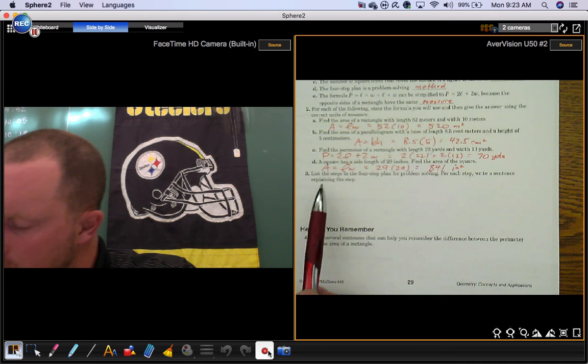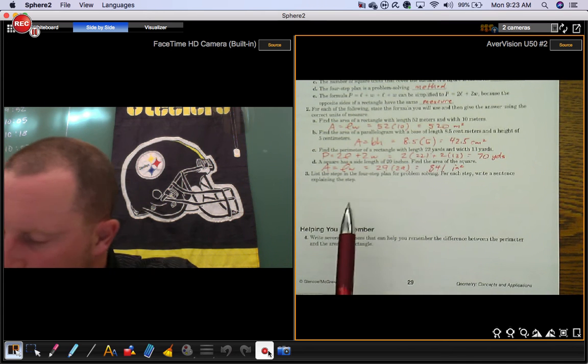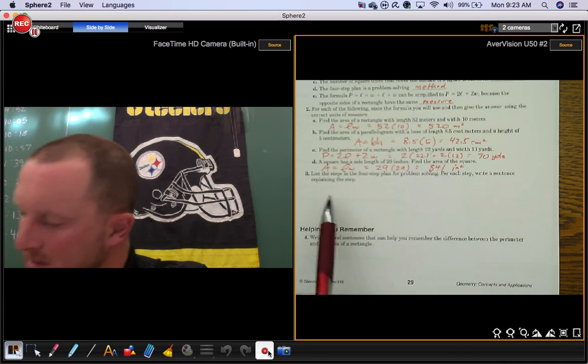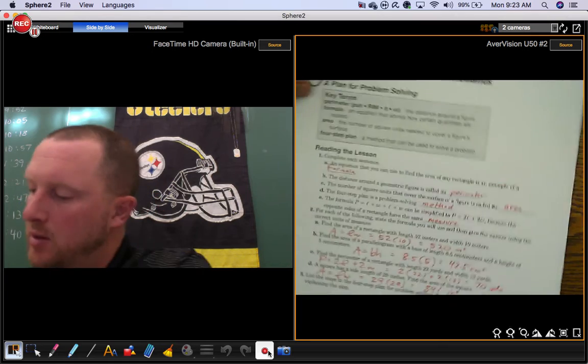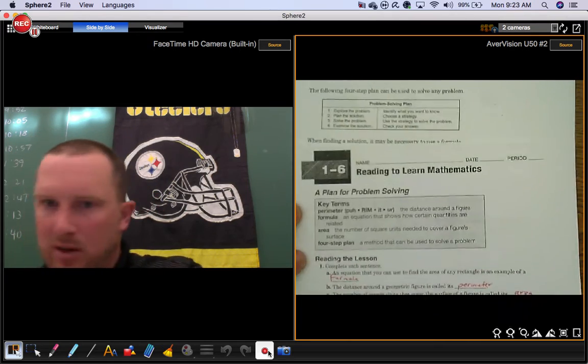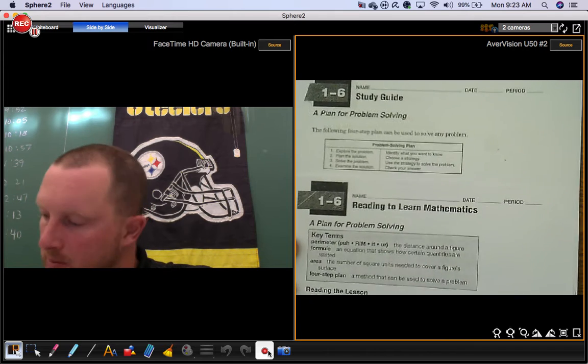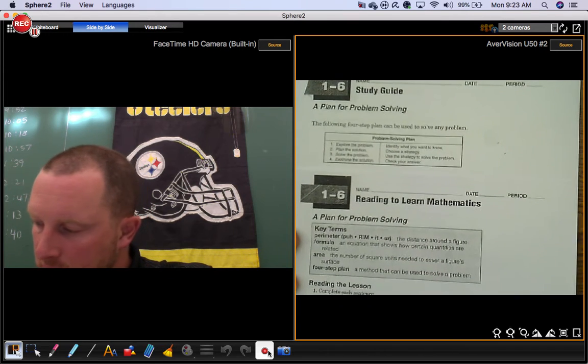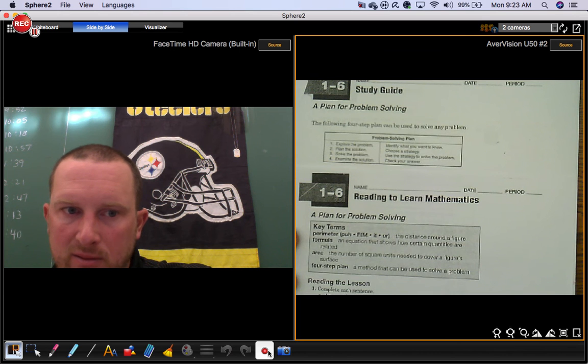Okay, number 3, list the steps in the 4-step plan for problem solving. For each step, write a sentence explaining the step. Well, that might sound really confusing and it might seem like we didn't really talk about it, but if you go back to your study guide, right at the top, they give you the problem solving plan.